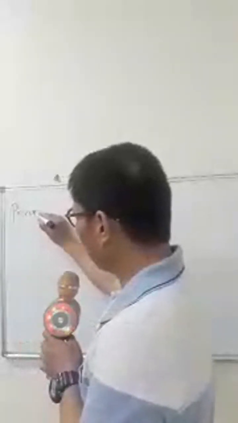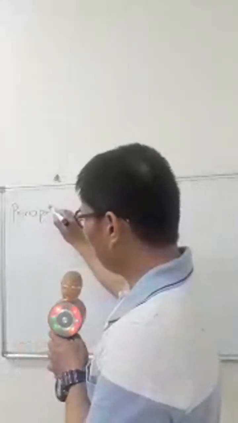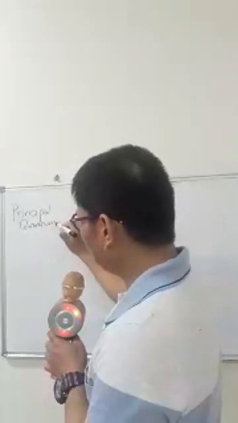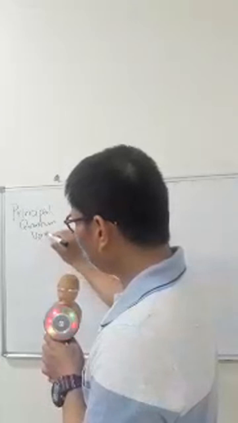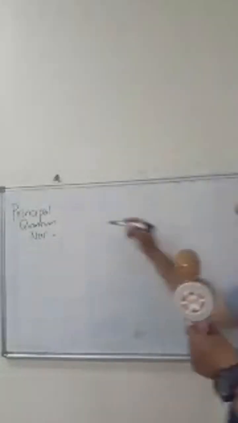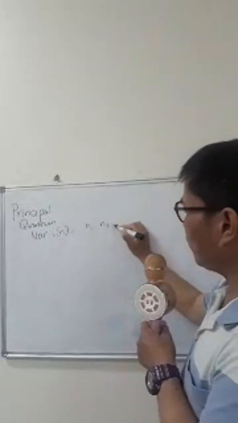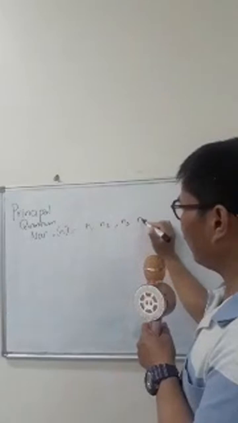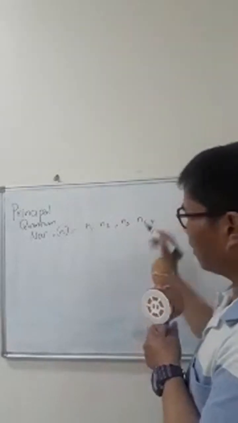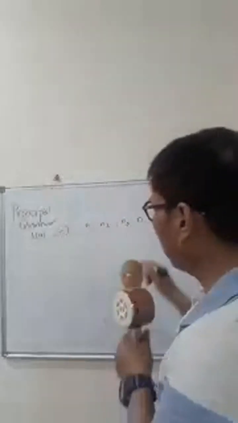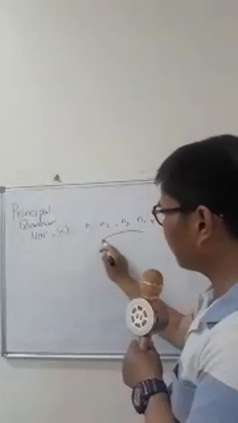Principal quantum number. Energy levels, it's going to be a small n, n equals 1, n equals 2, n equals 3, n equals 4, like that. So if we try to do the one single atom class like this, okay.